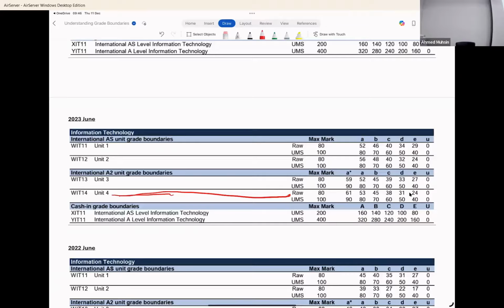Yes, Dishan, what did you score? Unit 4. 56. That's an A. Okay, Dishan, easily A star should be happening for you. Okay, I can't remember where you went wrong. Look at your paper. Avish? 60, A star. So you guys can see Unit 4 is your paper where you are going to score.